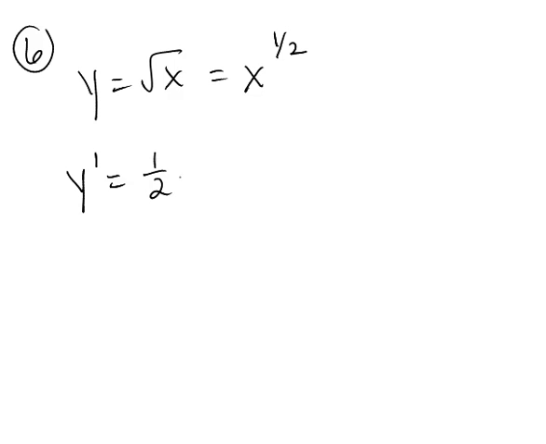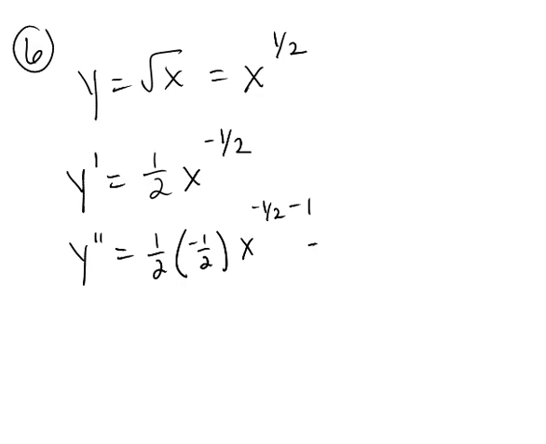That's 1/2 x to the 1/2 minus 1, which is negative 1/2. Then the second derivative, you're just going to do it again. So this is going to be 1/2 times, this comes in front, negative 1 times 1/2, x to the negative 1/2 minus 1. I'm showing all my steps just for fun. All right, so this is negative 1/4 x to the negative 1/2 minus 1 is negative 3/2.